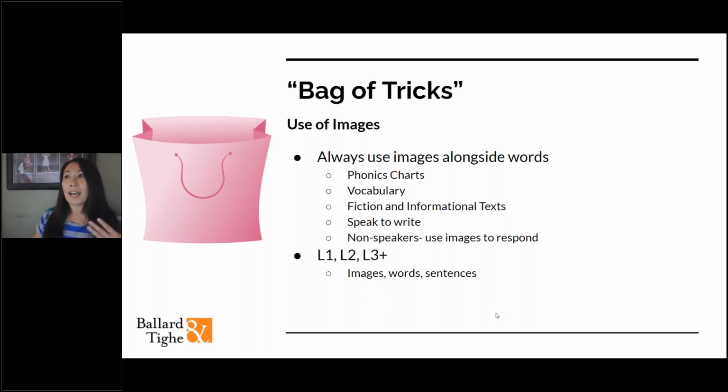Vocabulary, definitely. You could talk about a word and students will just be lost in the words that you're explaining. If you just show them an image, you could move on. Students will know exactly what you're talking about.